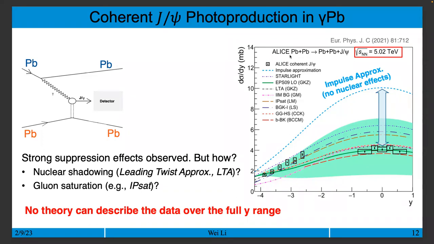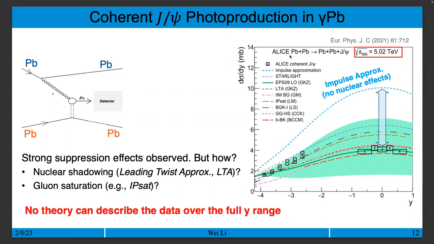Now here there are all different models. For example, one class of model is the so-called nuclear shadowing, from the leading twist approximation framework, where you don't need gluon saturation, but you get shadowing from interference with interaction between different nucleons. And a different class of models is motivated by gluon saturation, for example, the IPsat model, and many other models here. If you like, I can go through this in detail later. They are motivated by gluon saturation. They both can give you a suppression, but at a quantitative level, there's no theory that can actually describe the data, both at mid rapidity and high rapidity simultaneously.